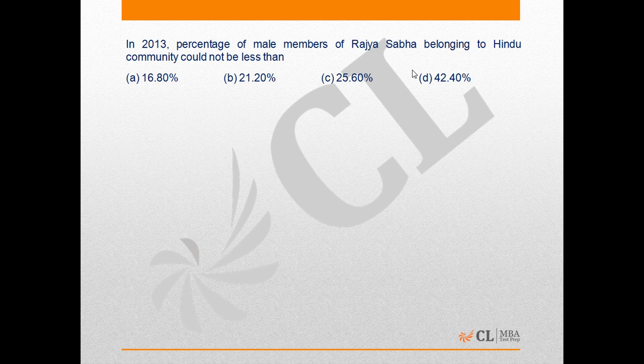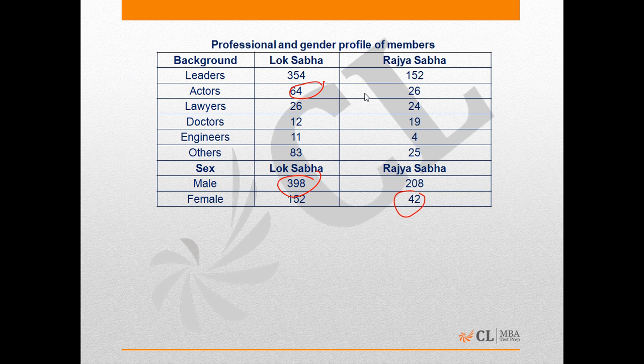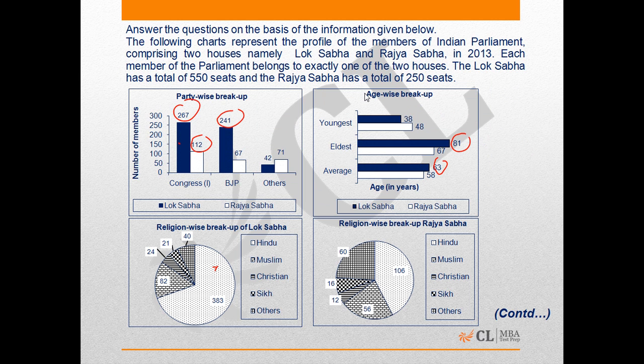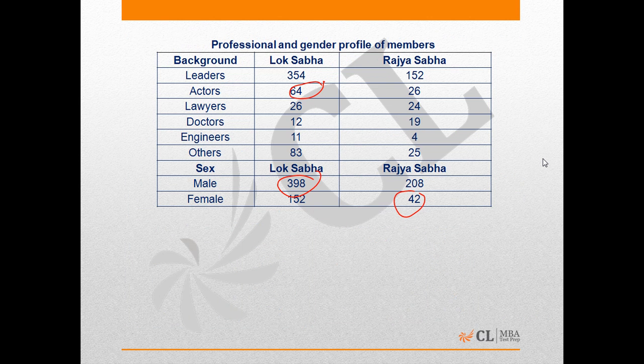In the next question, it is asking the percentage of male members of Rajya Sabha belonging to Hindu community, which could not be less than what. The total members from Hindu community in Lok Sabha is 106, and we have to minimize the percentage of male members in Rajya Sabha from Hindu community, which means we need to maximize the number of females from Hindu community in Rajya Sabha. The total number of females in Rajya Sabha is 42. In order to maximize, all 42 women in Rajya Sabha must be from Hindu community.